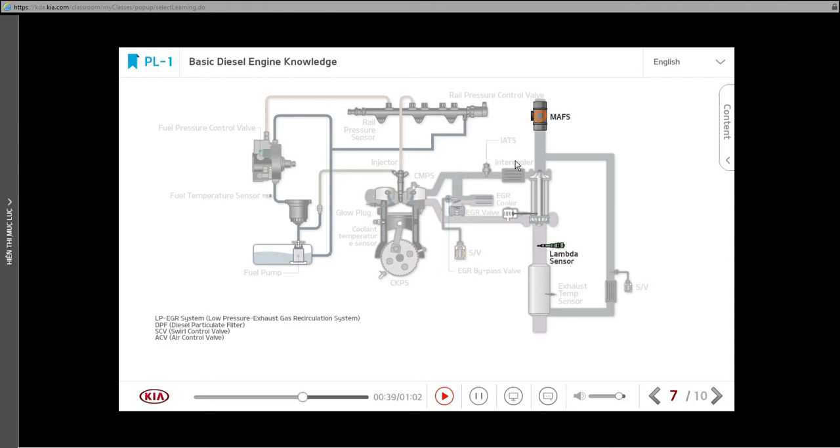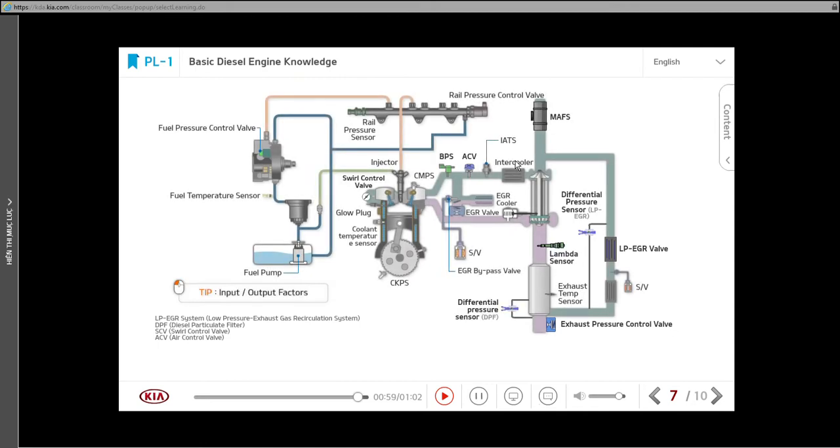In addition, an airflow sensor and lambda sensor are also applied for EGR control. Lastly, an exhaust pressure control valve and a differential pressure sensor are added for Euro 5 LP EGR system control. Let's now learn more about each of these components.